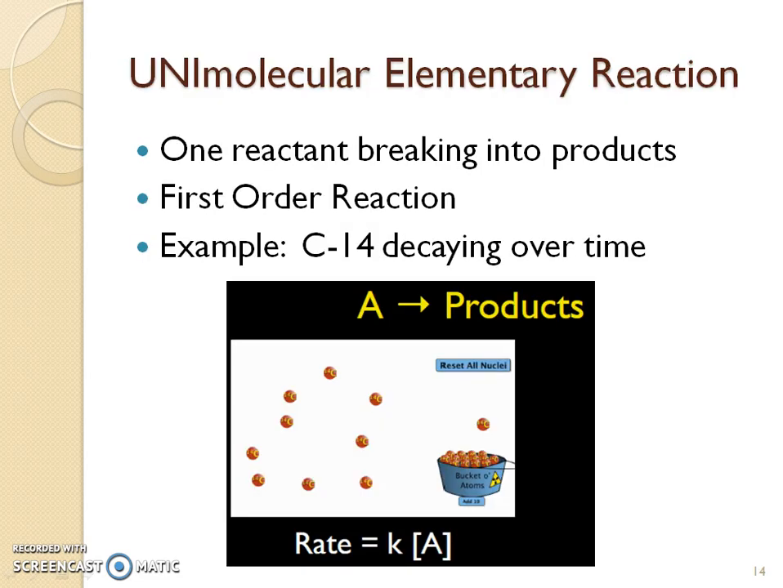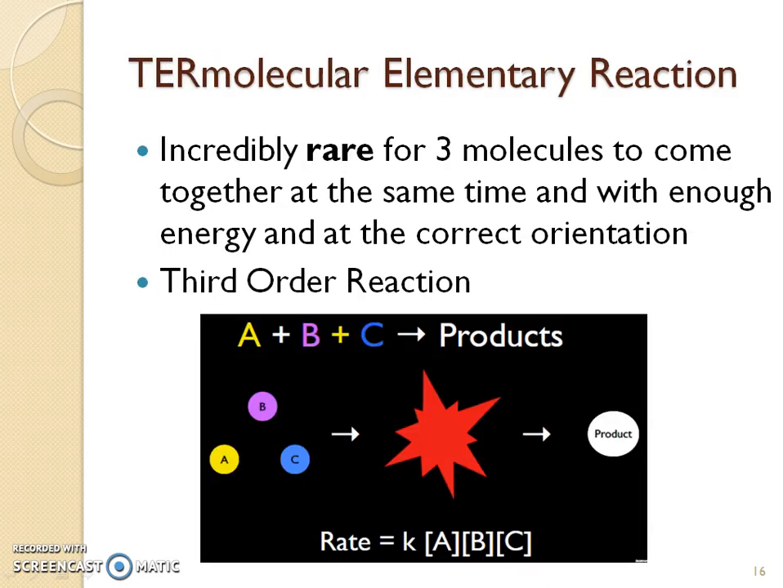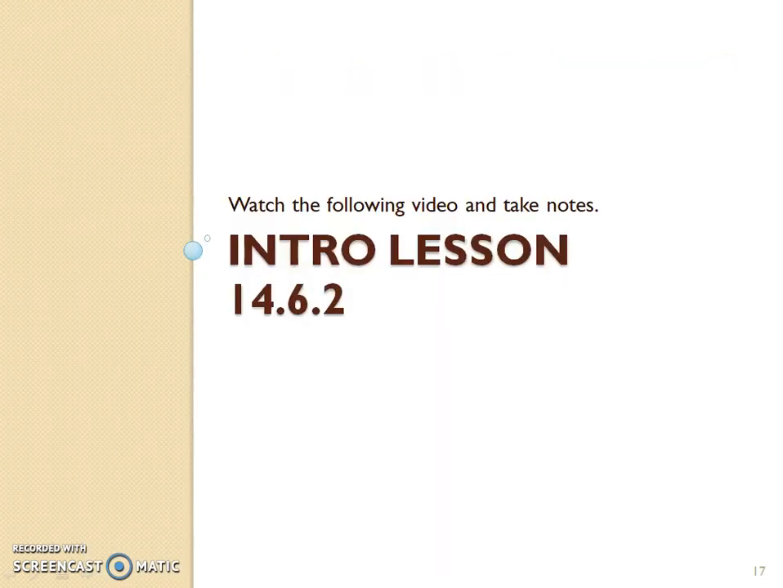So a unimolecular reaction means that there is only one reactant forming those products. Bi would mean there's two atoms or two molecules that have to hit each other with enough energy and have the correct orientation in order to make those products. And a termolecular elementary reaction means that there are three atoms or three molecules coming together to form products. These are very, very rare.